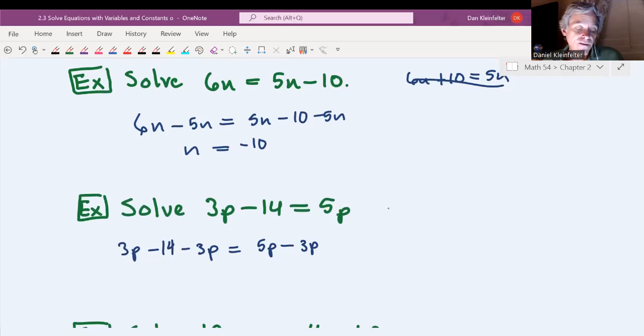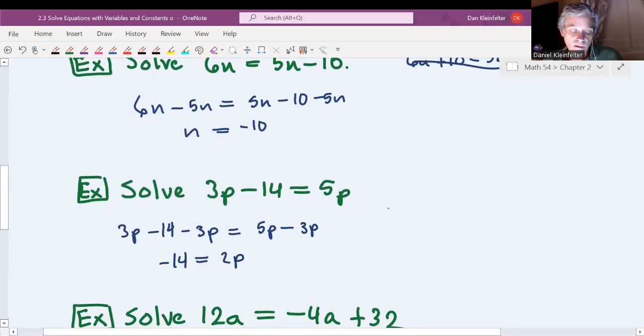Okay, so then on the left, 3p minus 3p is no p, and we have just negative 14. The right side, 5p minus 3p is 2p. Okay, now we have negative 14 is 2p, dividing through by 2, we'll get p is negative 7.